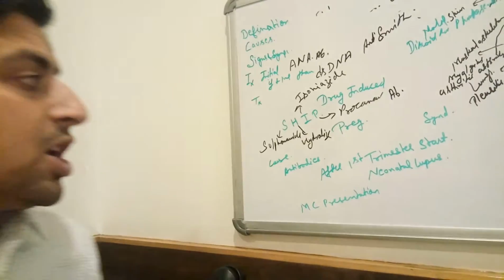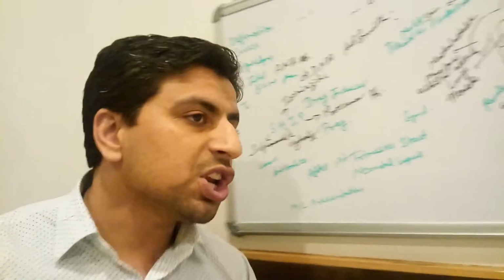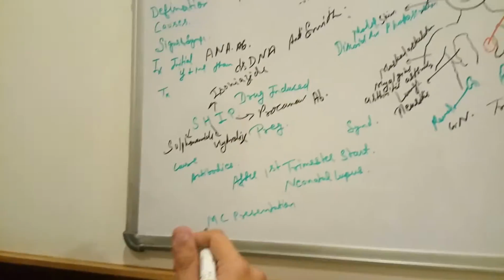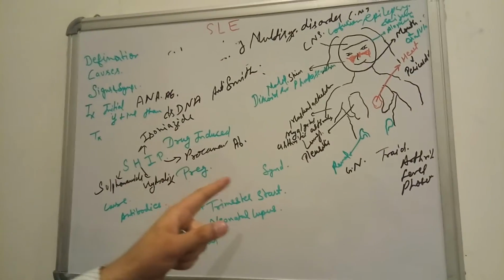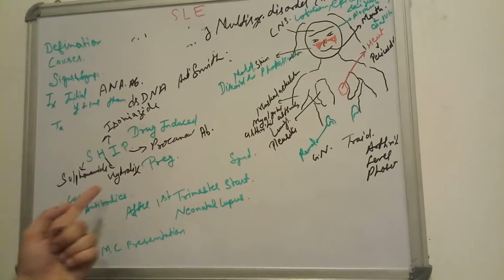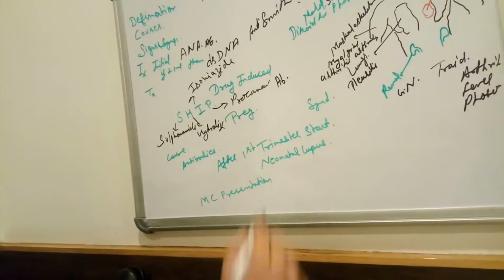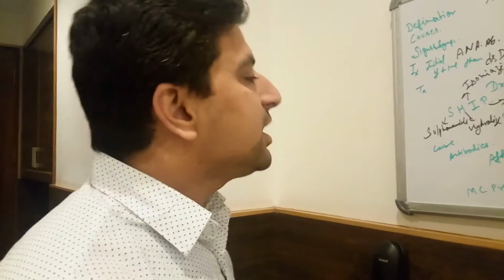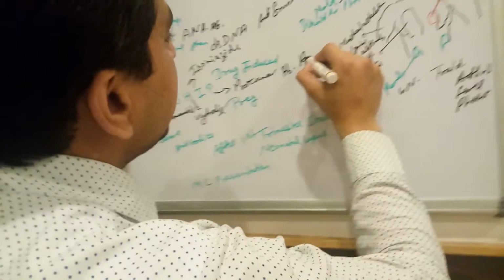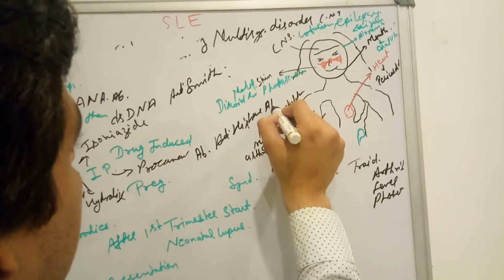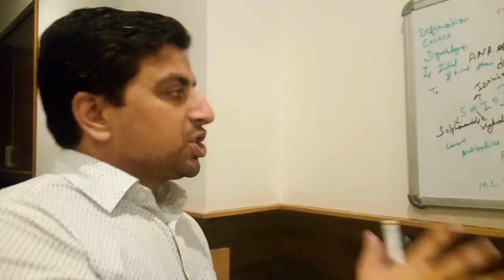These are the drugs. If a patient has a history of taking such a drug, and if we see SLE symptoms, then what is the treatment? Treatment is to stop these drugs immediately. And how are we going to confirm? We can check for antibodies, antihistone antibodies. So, my dear friends, I hope you understand till here.